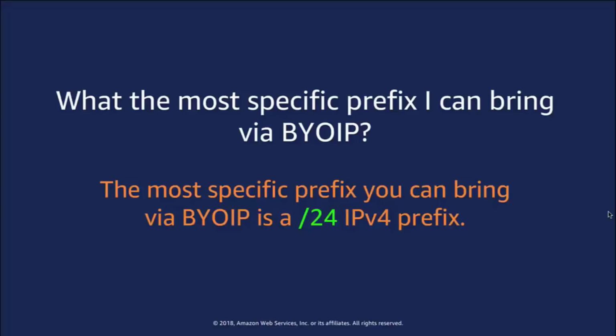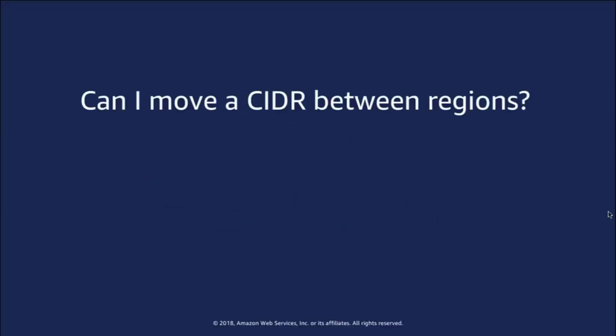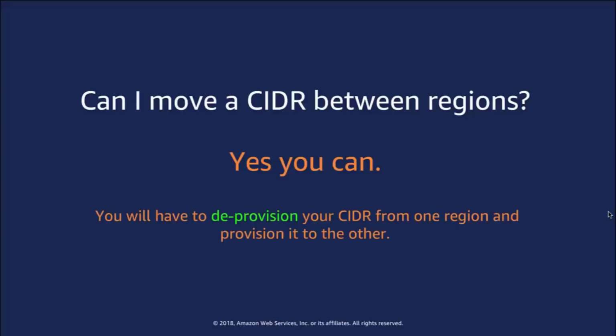Okay, and that's pretty awesome. So if I have a /22, I can just create the ROA for the /24 and bring that across. Okay, very cool. Yeah, that's right. All right, the next question is, can I move a CIDR between regions? Yes, you can move a CIDR between regions. Basically, you will have to deprovision the CIDR from the region it's currently in, and then reprovision it to the new region. So it's pretty straightforward, all self-service with the APIs.